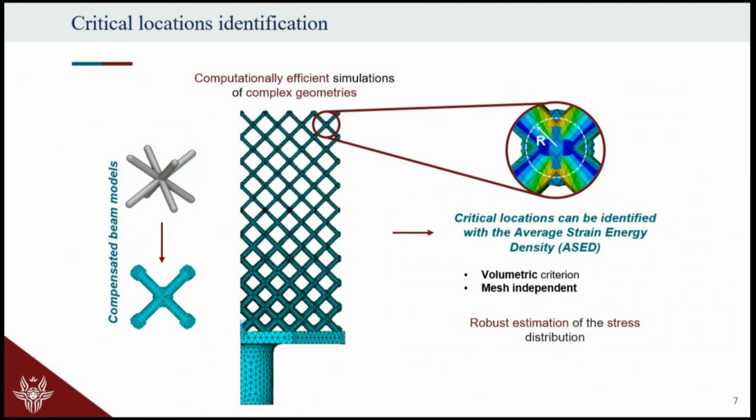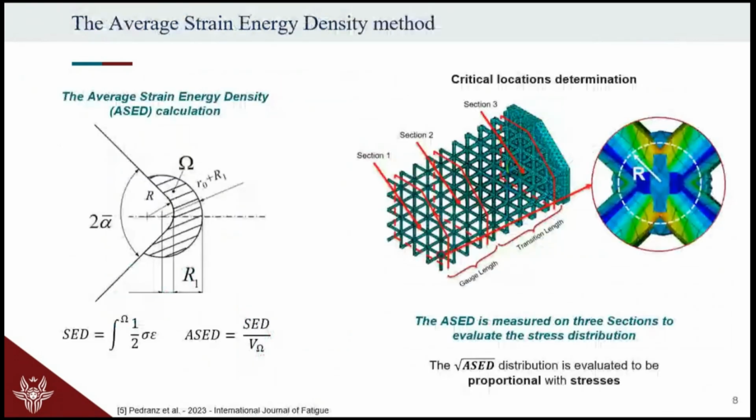This is, let's say, an improper use of this method, but it helps us to understand where the most critical locations are inside our lattice structures. Thanks to the people who presented days before me, you know quite well what average strain energy density is, but in principle, this is an energetic method able to understand when the energy inside a specific critical location is high enough to open a crack.